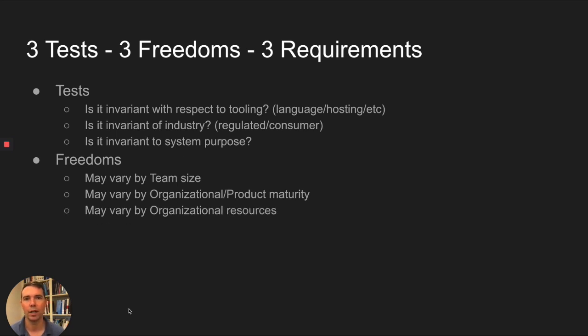Organizational resources: a company that has a few $1,000s to invest on a software project versus a few hundreds of thousands versus tens of millions. That scale does not enforce that each of those software products be built in the same way. So again, a freedom there, and requirements.